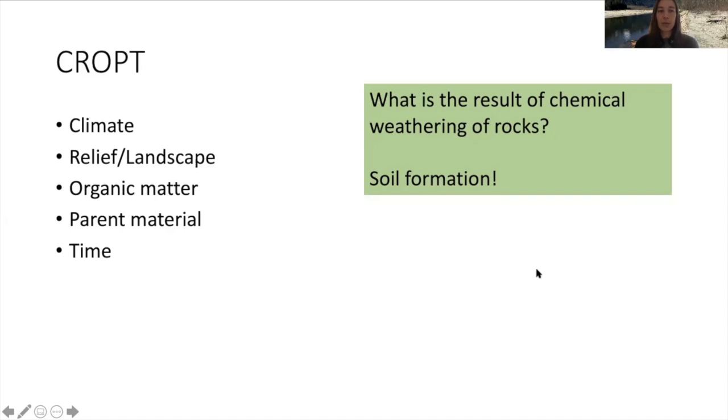These are climate, which we've just covered, relief or landscape. You're going to have a hard time forming soil in very steep landscapes. The smooth, undulating, flatter areas are much better for the accumulation of soil. Organic material, the parent material, what is the chemical makeup of the rocks that are being chemically weathered? And of course, we need time.